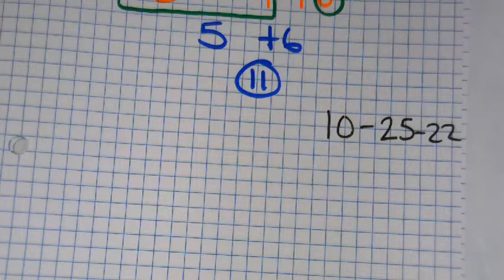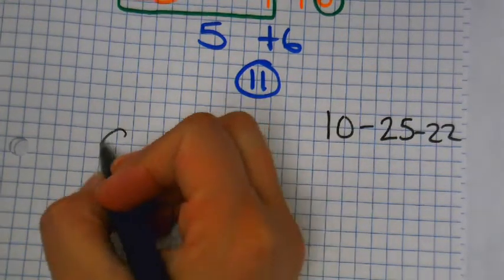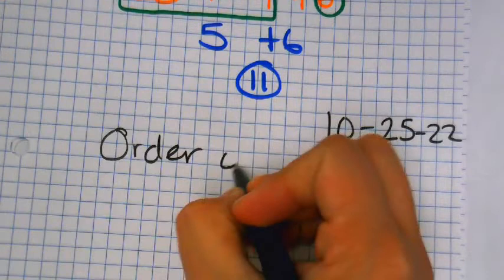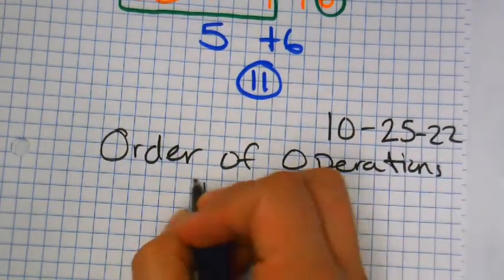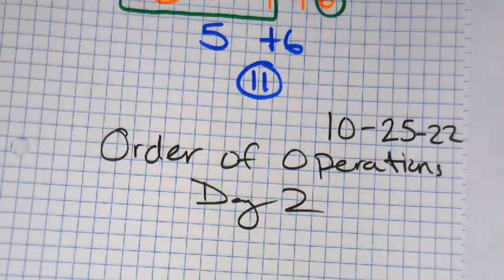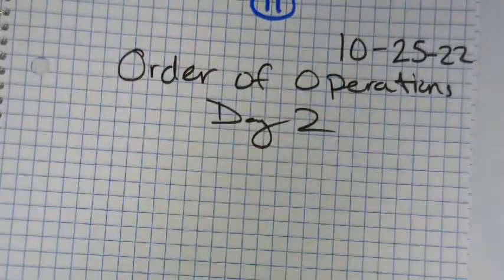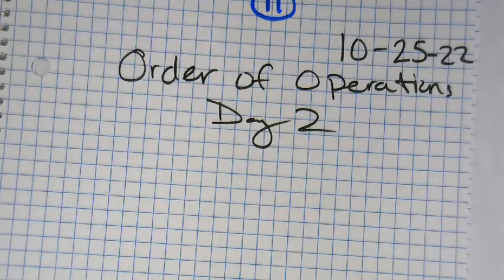All right. Order of operations. Day 2. Tomorrow we'll deal with some negative numbers. Today we'll just be with more exponents. Today what makes it hard are the exponents. Tomorrow what makes it hard are your negative numbers.